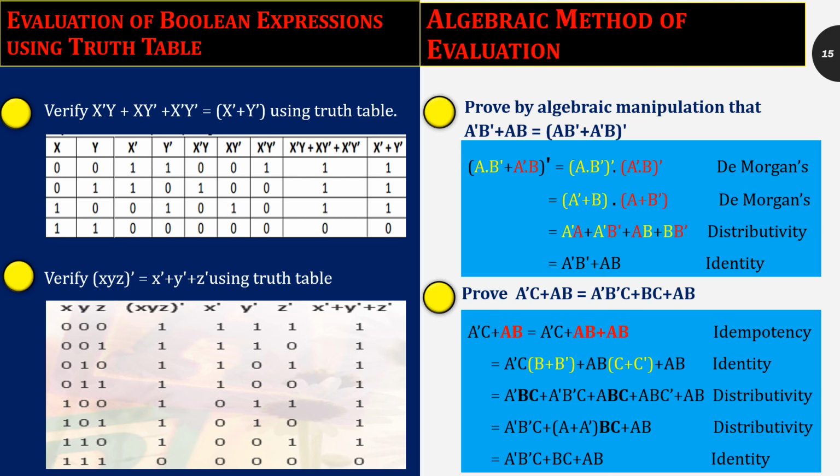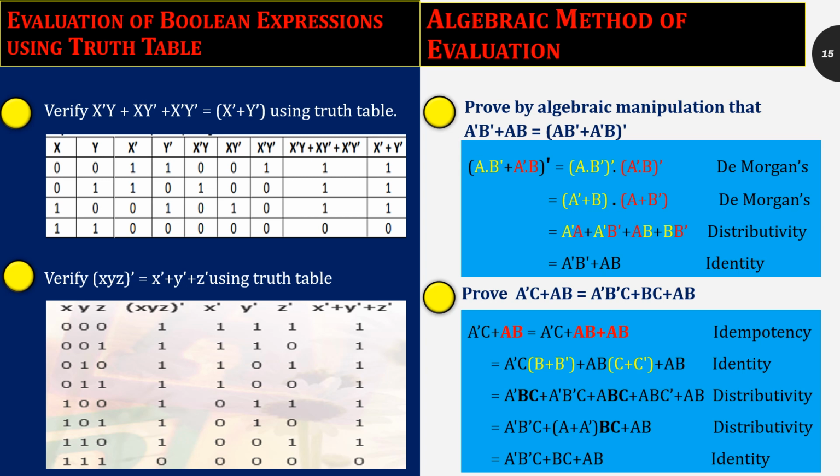Then we take the logical sum of these three terms: x bar y plus x y bar plus x bar y bar. We get the values as 1, 1, 1, 0. Then we find the values of the right hand side, which is the sum of x bar and y bar. Finding the value of x bar plus y bar, we get 1, 1, 1, 0, which is the same as the left hand side. So according to the truth table, we can verify that the left hand side is equal to the right hand side, and this expression is true.